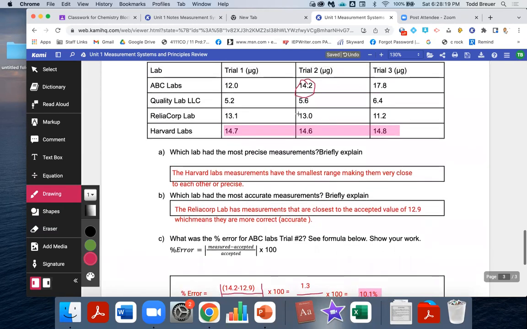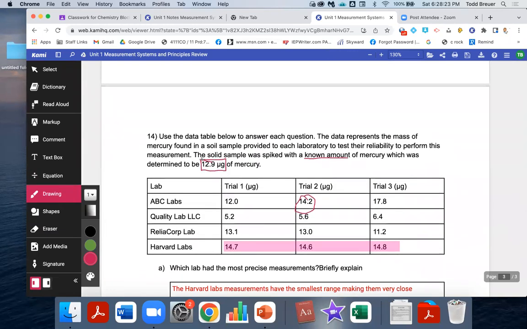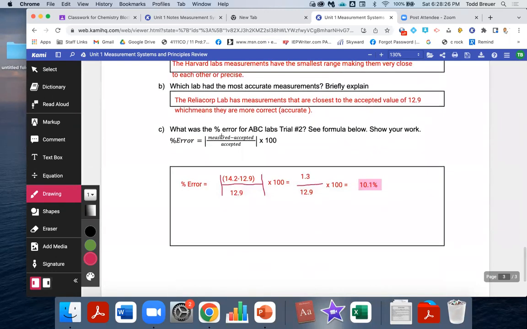We take the measured value, 14.2, compare it to the accepted value, right? The known amount, 12.9. By subtraction, measured minus accepted, 14.2 minus 12.9 gives us 1.3. We then divide that by the accepted value, which is 12.9. So 1.3 divided by 12.9, when we multiply by 100, turns out to be 10.1%. 10%, not the best accuracy in data.